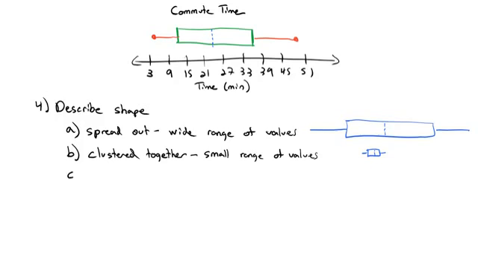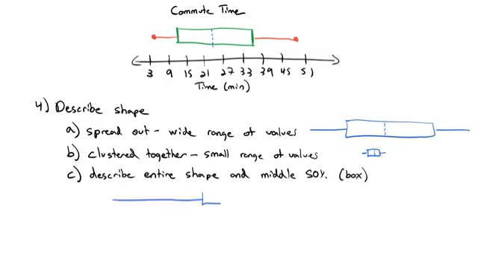And often it's beneficial to split our description into the entire shape and the middle 50%, or the box. For example, I could have a box plot that looks like this.